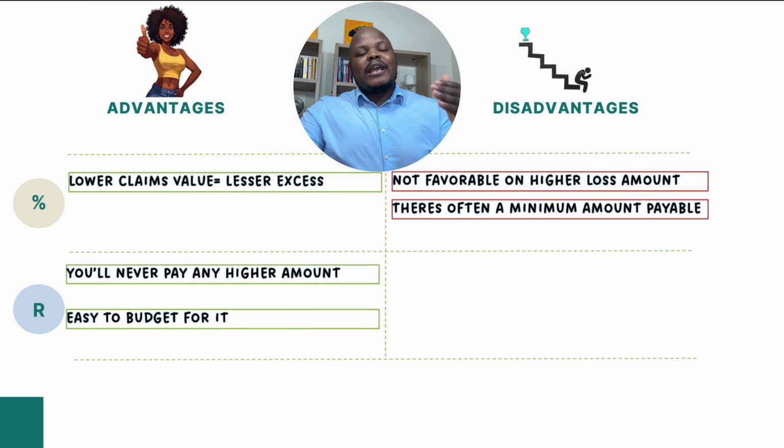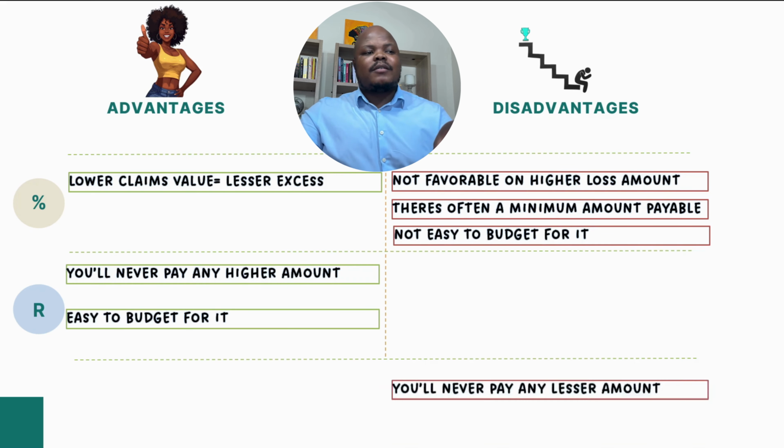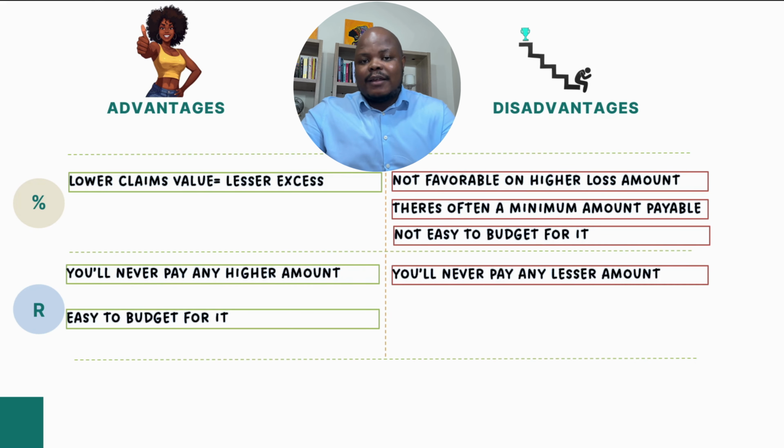So meaning that even though you might have a lesser or lower claim, at the end of the day, there's a specific amount that you will never pay lower than. That's a disadvantage of the percentage one. But also the sad part is that it's not easy to budget for. And then when it comes to the fixed one, you will never pay anything lesser than what is predetermined.